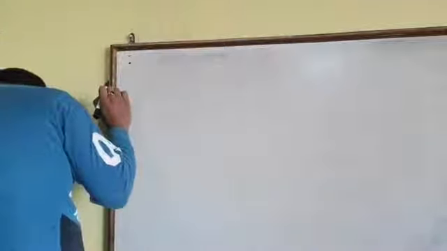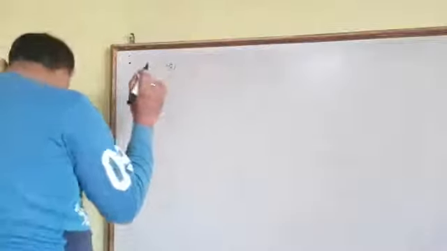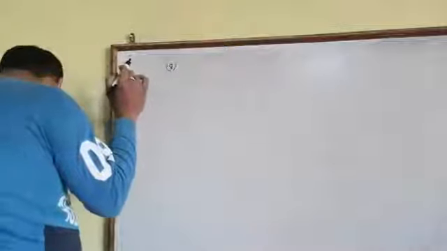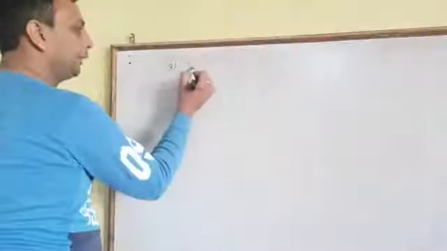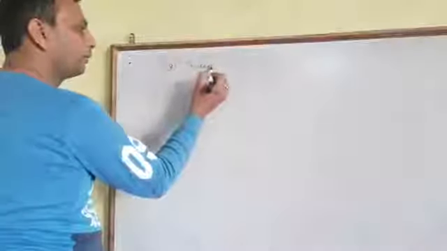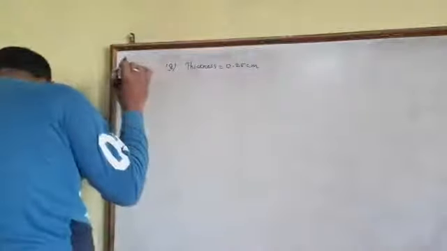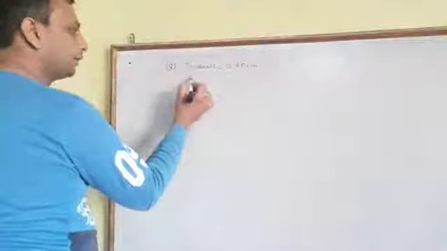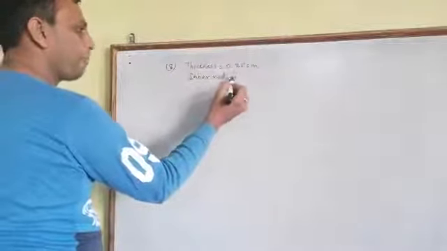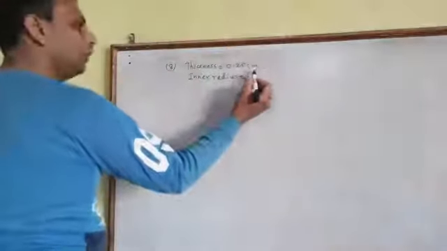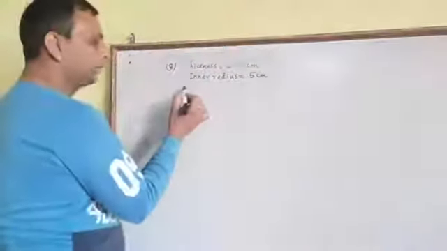Now, in the 8th question, we have to find the outer curved surface area. First, let us write what is given. A hemispherical ball is made of steel of 0.25 thickness. That means the thickness given is 0.25 centimeter, and the inner radius is given as 5 centimeter. Now we have to find the outer radius.